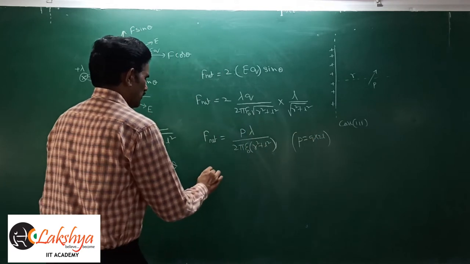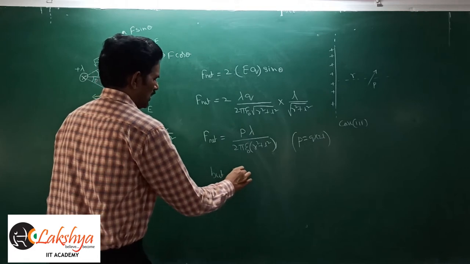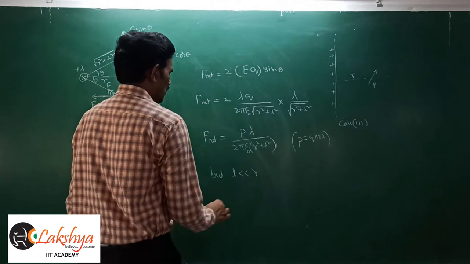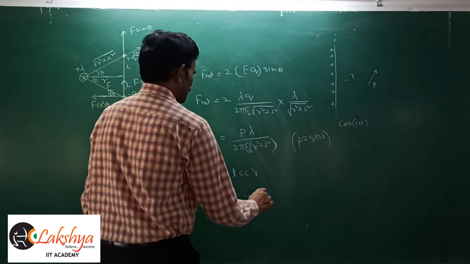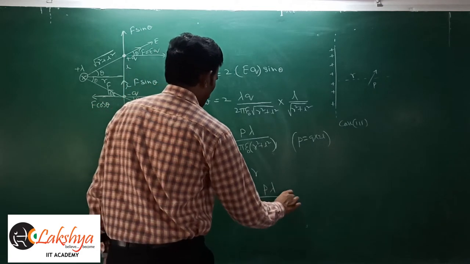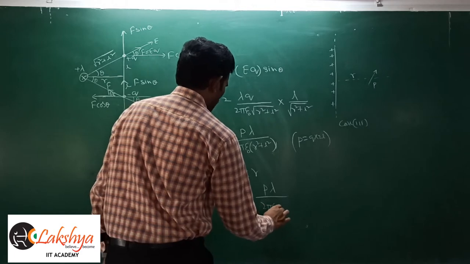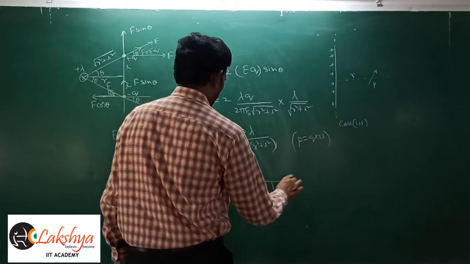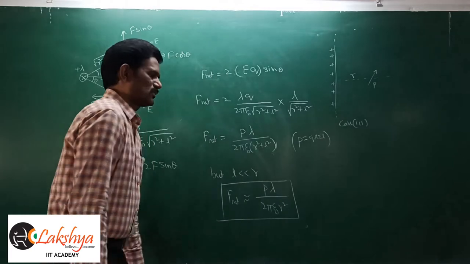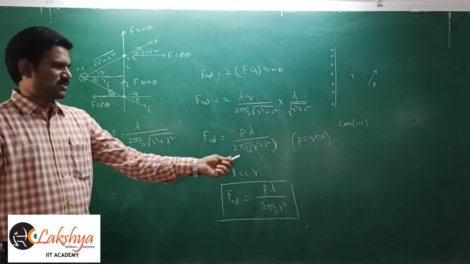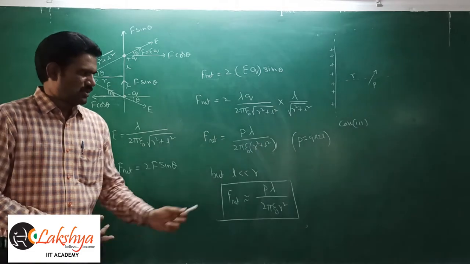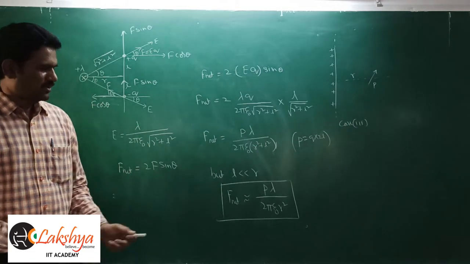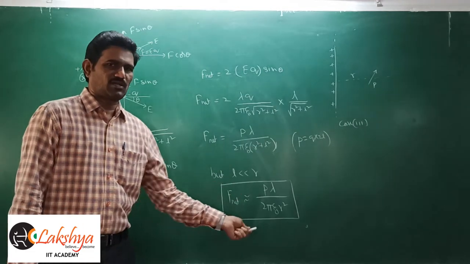But L is very small when compared to R. Therefore, this net force can be approximately taken as P lambda by 2 pi epsilon naught R square. So, this is the force acting on this. That means I am taking this L square to be negligibly small when compared to R square, so L square value I am neglecting here. Then, this is the expression for force acting on the dipole here.